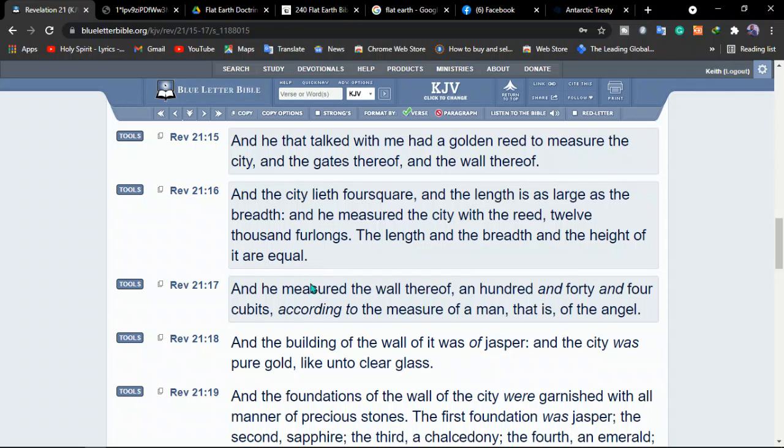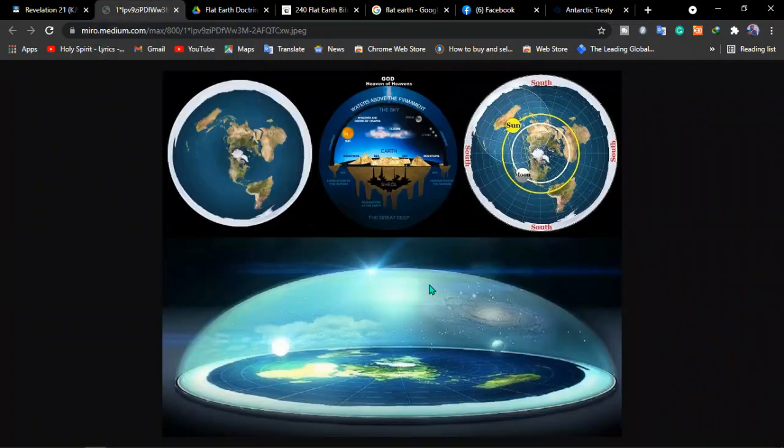That's a cube. And he measured the wall thereof, 144 cubits, according to the measure of a man, that is, of the angel. You see, the New Jerusalem will be coming down. How will it come down and where? From heaven.